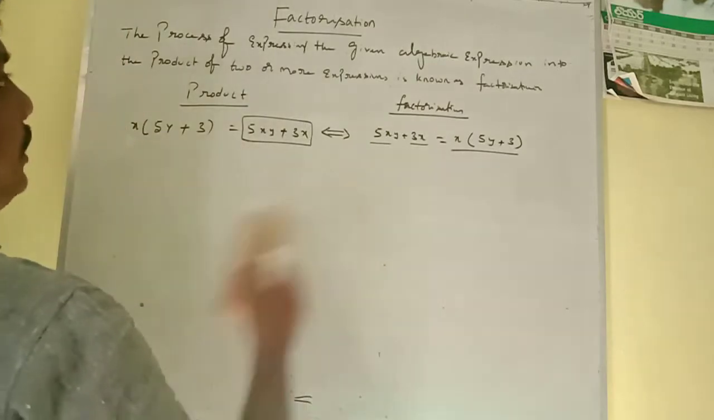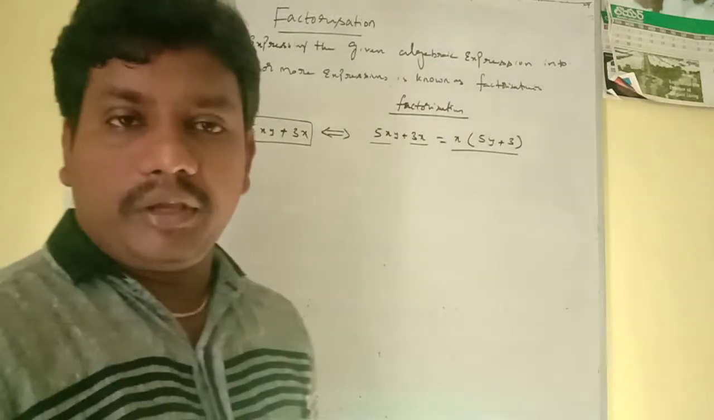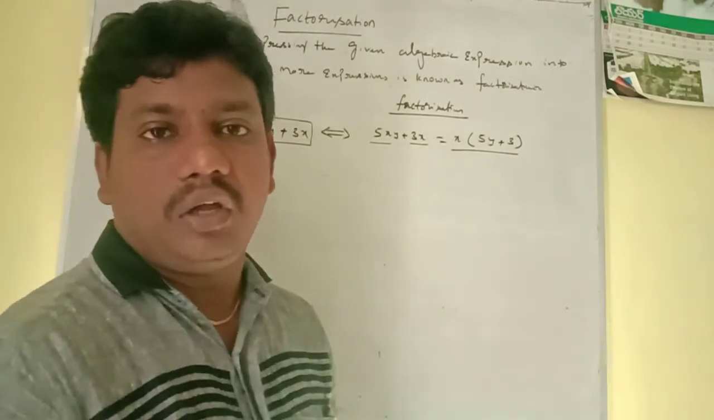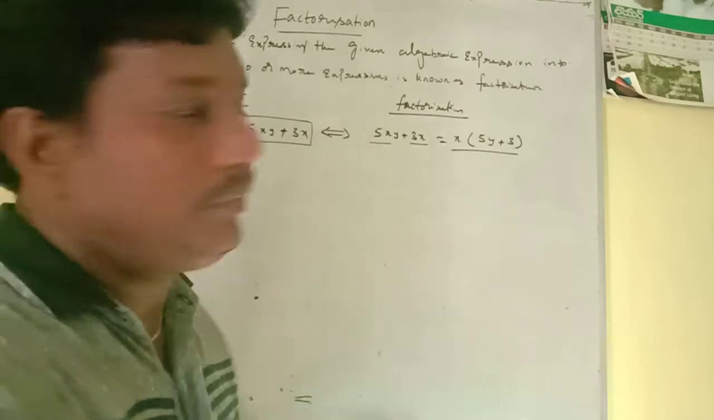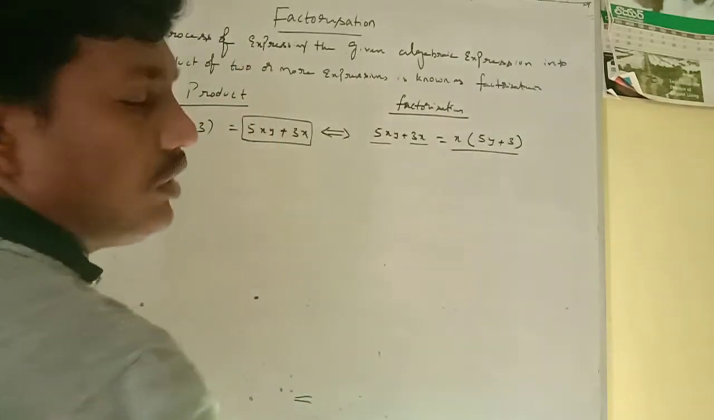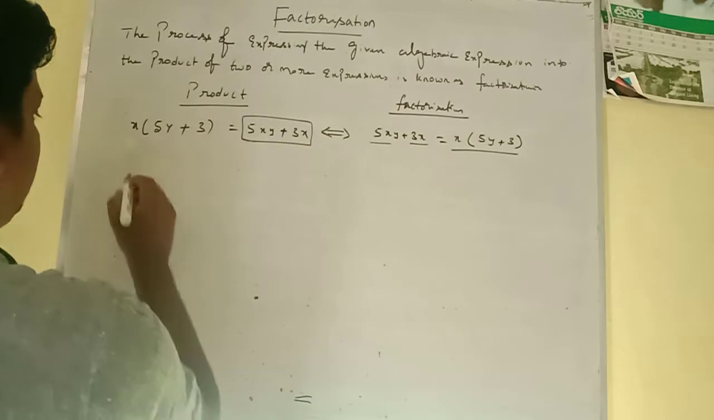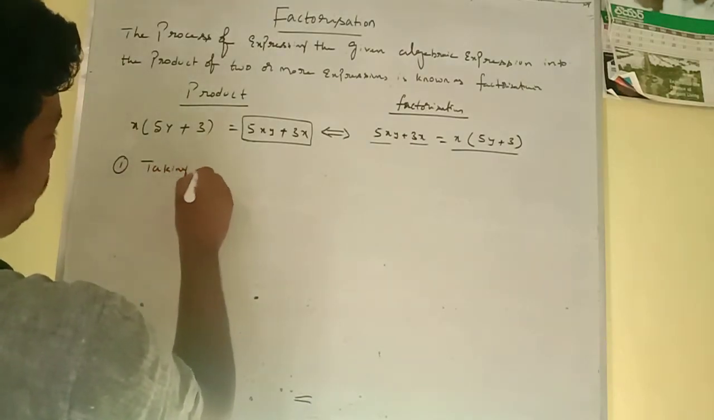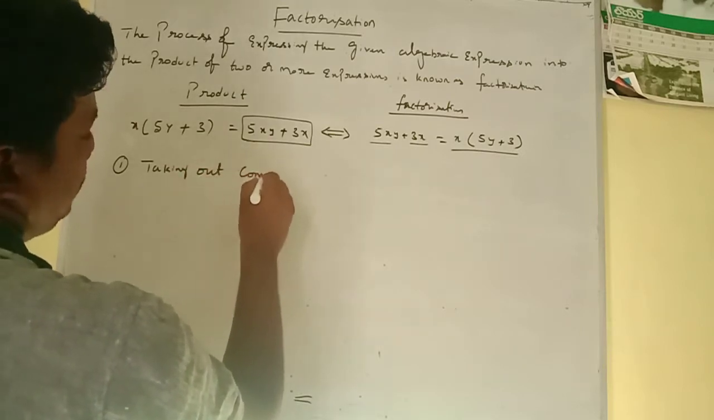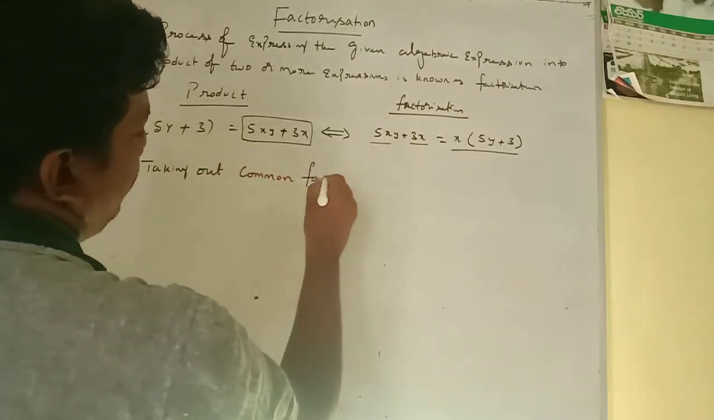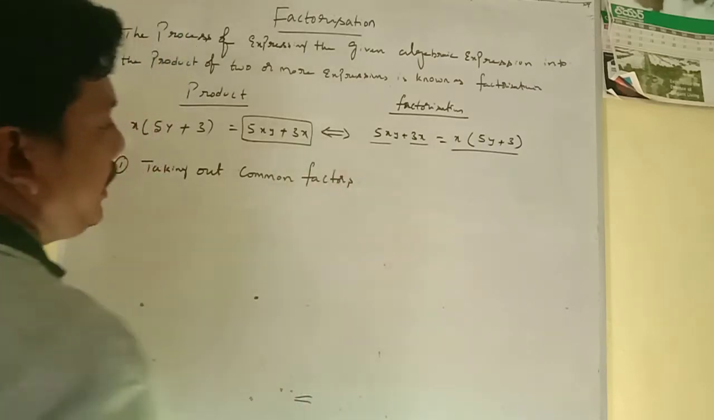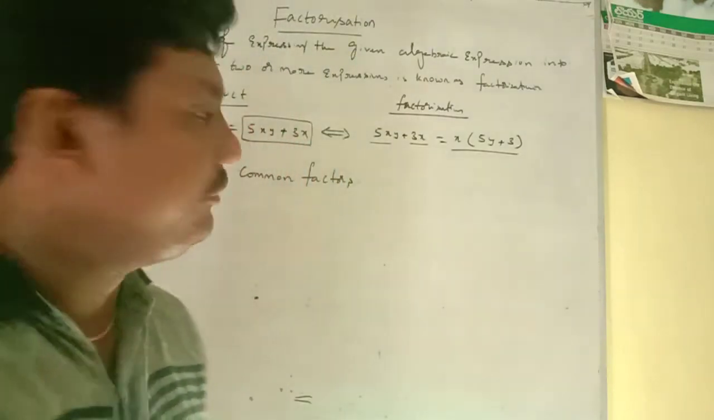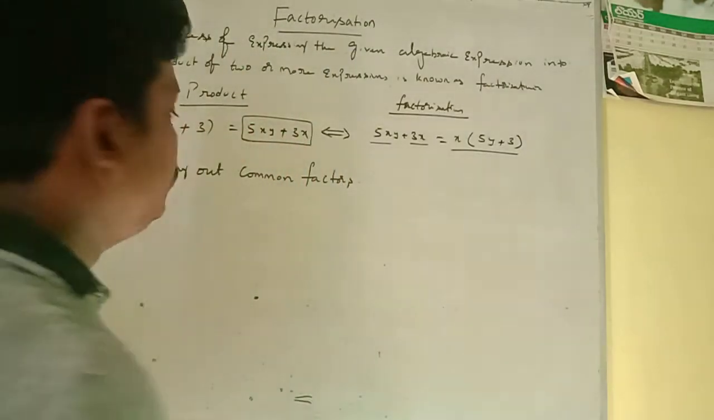Now, the main concept we are going to discuss in this topic is factorization by different methods. How many methods are there? I am going to discuss four methods in this topic. The first one is taking out common factors. So this is the process. Now we are going to observe one question.